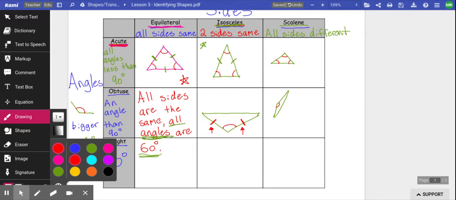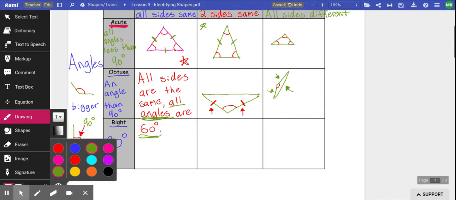That is an obtuse angle right there. And if you look, all three sides are different lengths. My longest one is probably this one right here. And then this length isn't as long. And then this one's definitely the shortest. So that is a scalene because all sides are different. Obtuse triangle because there's an angle bigger than 90. Perfect.